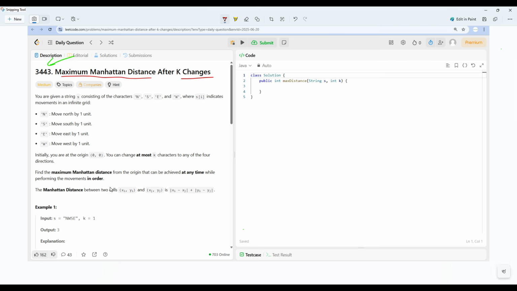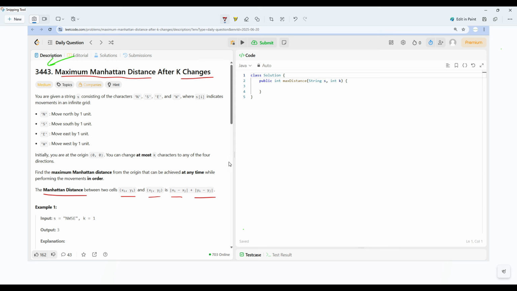What is the Manhattan distance? As you know from childhood, Manhattan distance is between two cells. We are given two coordinates, x1, y1 and x2, y2. In that case we have to find the absolute value of x1 minus x2 and the absolute value of y1 minus y2, and then sum them and return that. That is called Manhattan distance.